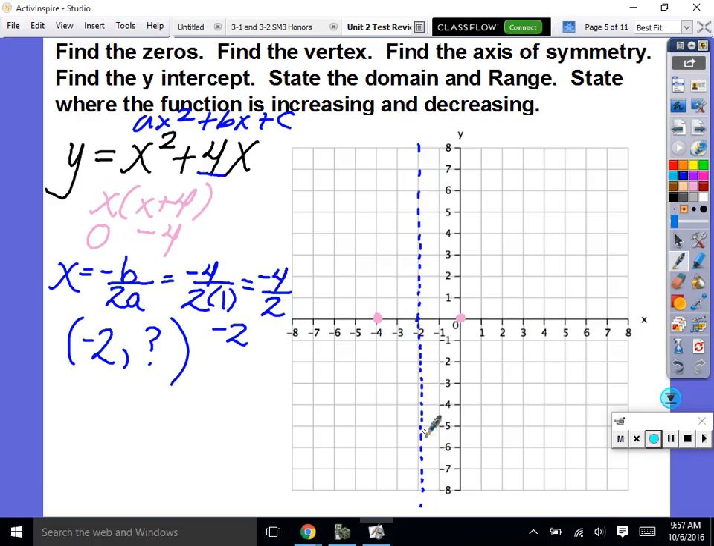Maybe it's down here at negative 5. Does that make sense? So when we just plug in, this is an x, y point, right? When we plug in negative 2 for x, then we'll know where our y is. So that's what we're going to do next.